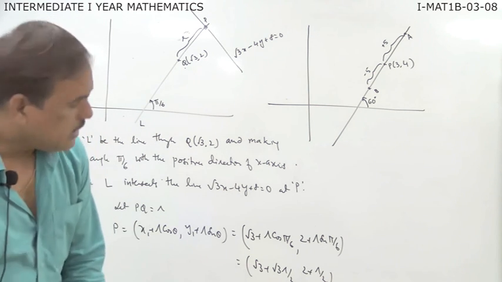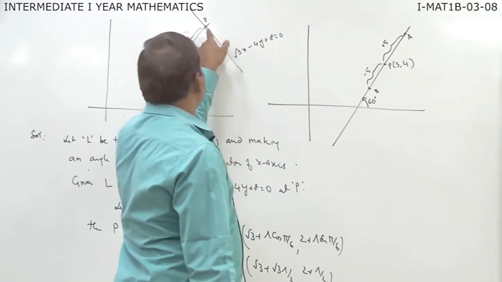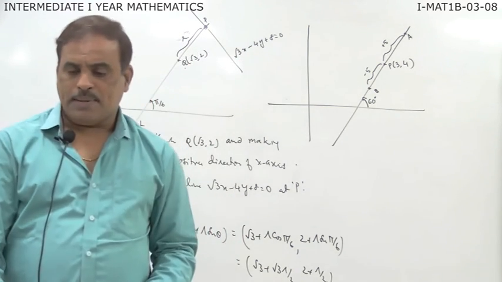Okay. This point P lies on this line root 3x minus 4y plus 8 is equal to 0.